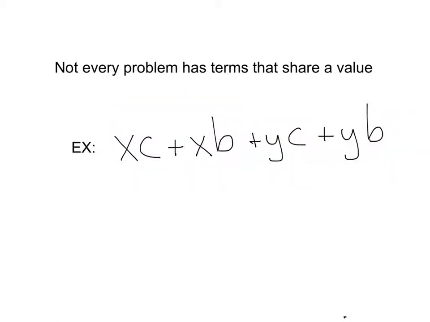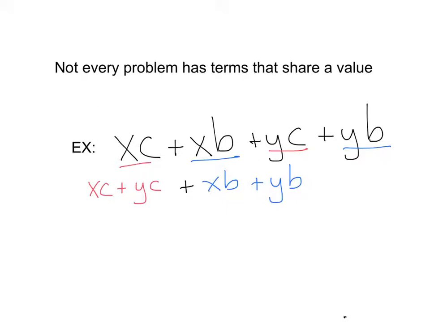So our goal is to figure out what can we move around to create something that we can factor out, something that has a GCF. So in this case, I'm going to look at xc and yc and xb and yb. If I just rearrange my problem, I get xc plus yc plus xb plus yb.